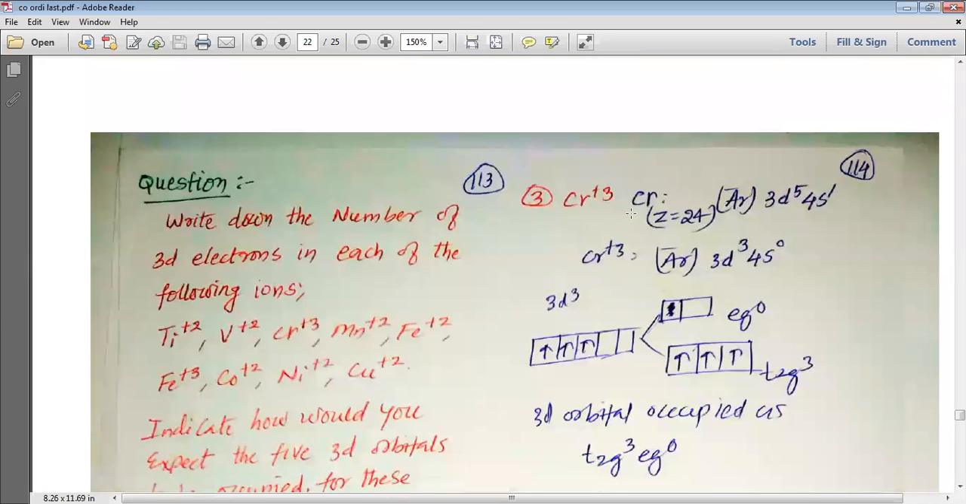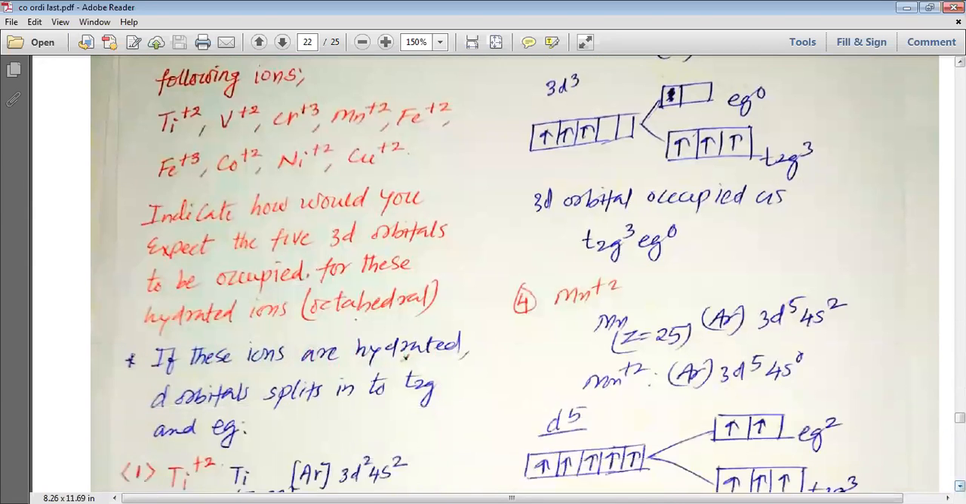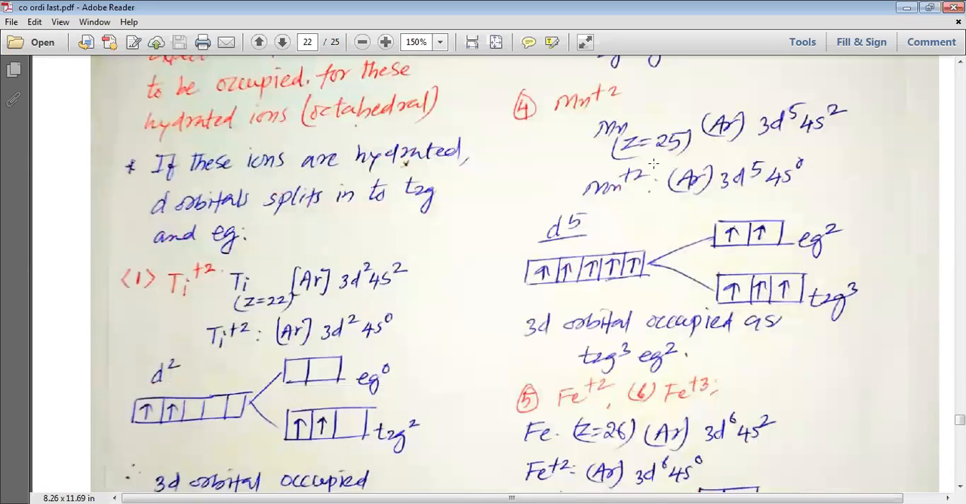Then we'll think of Cr+3, chromium Z is equal to 24, [Ar] 3d5 4s1. When it turns into Cr+3, we have [Ar] 3d3 4s0. Again, it is a d3 kind of electronic configuration, which is filled into the d orbitals as t2g3 and eg0.